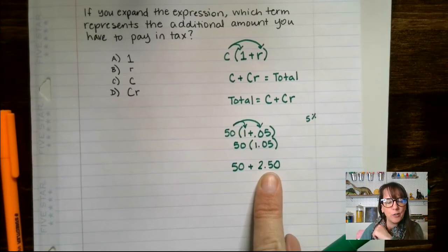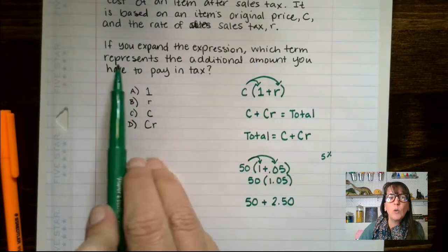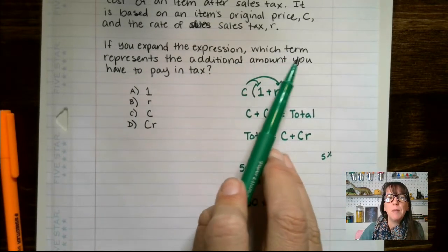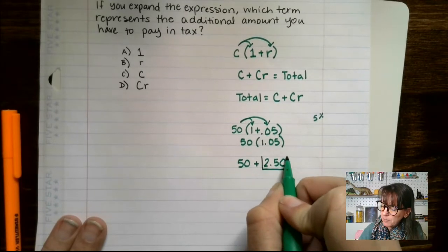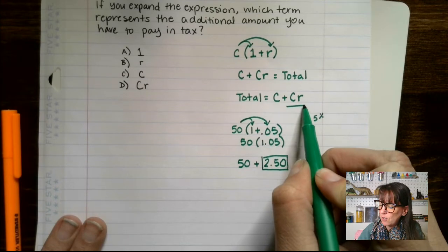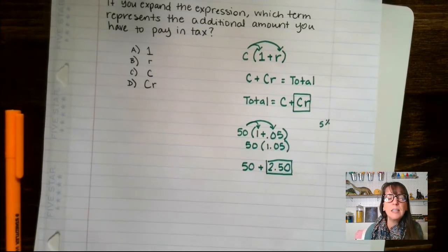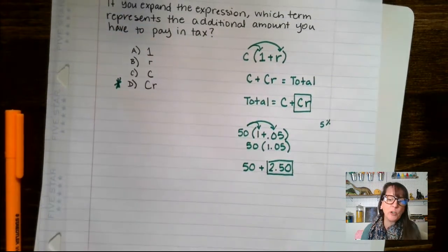So let's consider that while we look at this question again. If you expand the expression, which term represents the additional amount you have to pay in tax? It looks like this is going to be our additional amount here, which if you look back, that's this, CR. That's where we take the cost of the item and we multiply it by the rate represented as a decimal. So D would be your correct answer here.